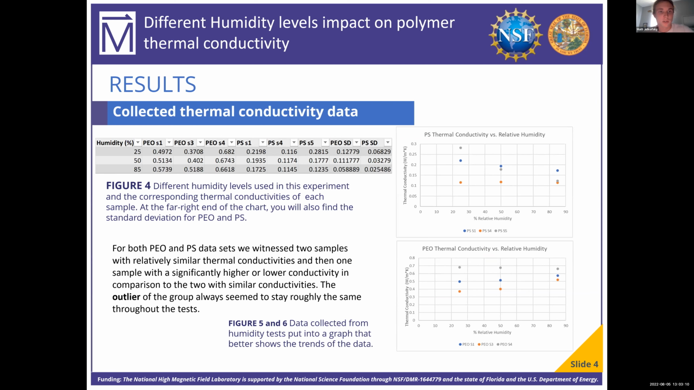These are my results. Figure 4 is a data table with different levels of humidity and the corresponding thermal conductivities, as well as standard deviation for polyethylene oxide and polystyrene. And then to the right, figures 5 and 6 are graphs that show the data. And as you can see, for each graph, there are 2 samples that are very close in conductivity and one that is an outlier.